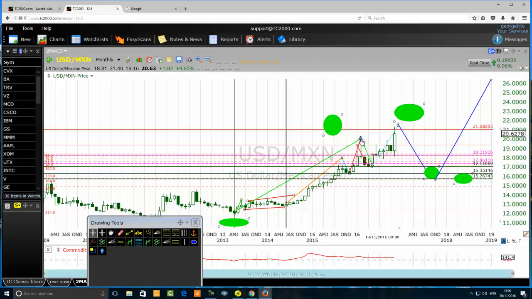We are now in a flat correction. The A part of the flat correction has moved down. The B part of the flat correction is at the 138.2% Fibonacci extension level of the fifth wave. And now we are expecting the C part of the flat correction, minimum target 17110, next target 16351, ultimate target 15767. In the medium term, we expect the US dollar to be weakening against the Mexican peso up to 15767. And from there, we expect the dollar to start strengthening against the Mexican peso.